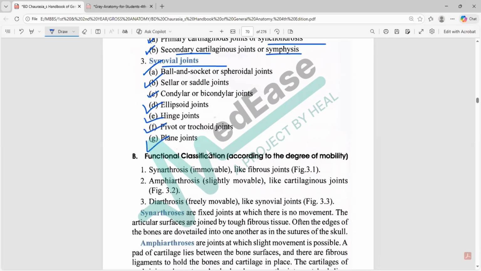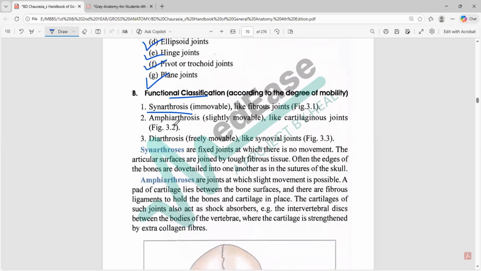Then when we talk about the classification according to the movement, we need to remember the synarthrosis, which means a joint is immovable, like fibrous. The amphiarthrosis, which is slightly movable, like the cartilaginous joint. Then we have the diarthrosis, which is freely movable, like synovial joints mainly.